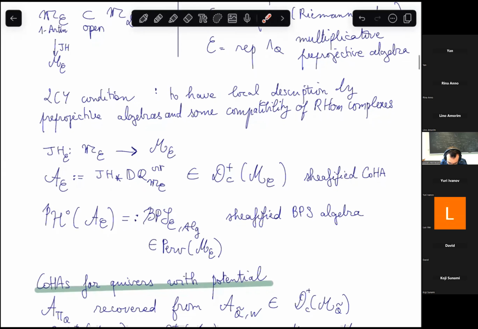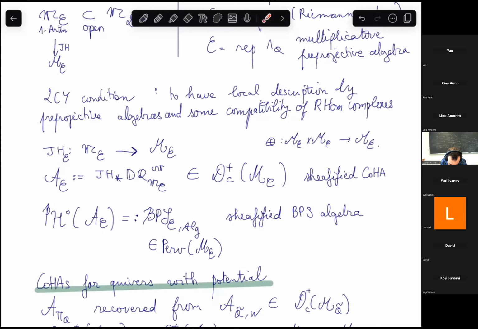It's understood that we can build a product on this thing, which we did yesterday. So this is an algebra object in this constructible derived category, seen as a monoidal category for some monoidal product built using direct sum map.